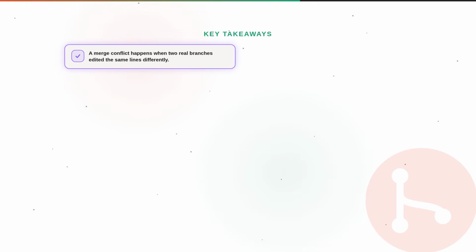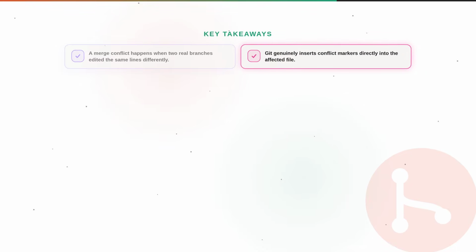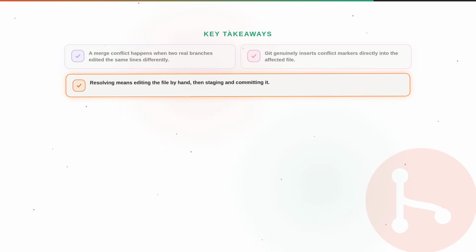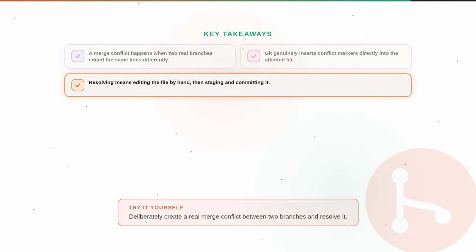A merge conflict happens when two real branches edited the same lines differently. Git genuinely inserts conflict markers directly into the affected file. Resolving means editing the file by hand, then staging and committing it. Deliberately create a real merge conflict between two branches and resolve it.